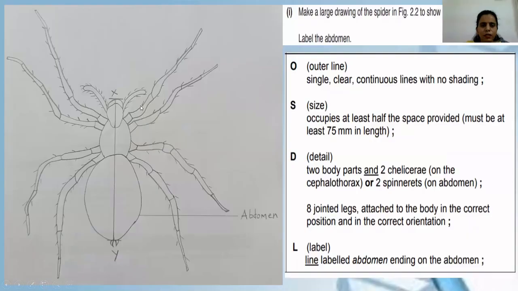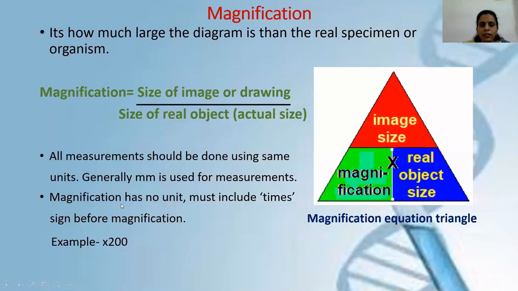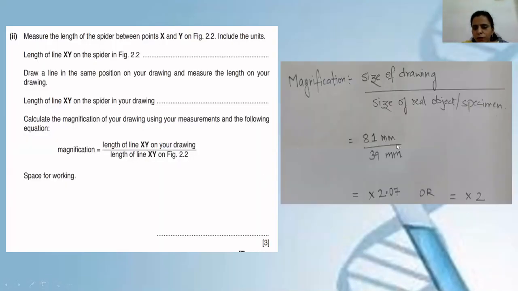Now, if you see here, this is the drawing made by the student, and in the same position you have to draw the line XY. So this particular line XY, you have to draw using a ruler, and then you have to measure it. In this case, the measurement was 81 millimeter. So the length of line XY on this spider in your drawing is 81 millimeter.